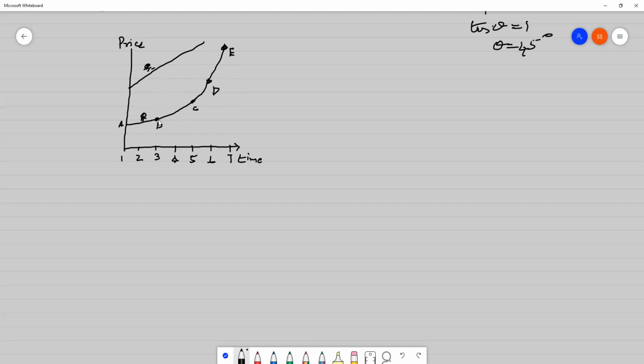So what are the quantities we will be interested in finding here? Suppose I draw this example once again. I'll draw this same graph once again. This is the price of rice and this is the time. I draw a graph like this.